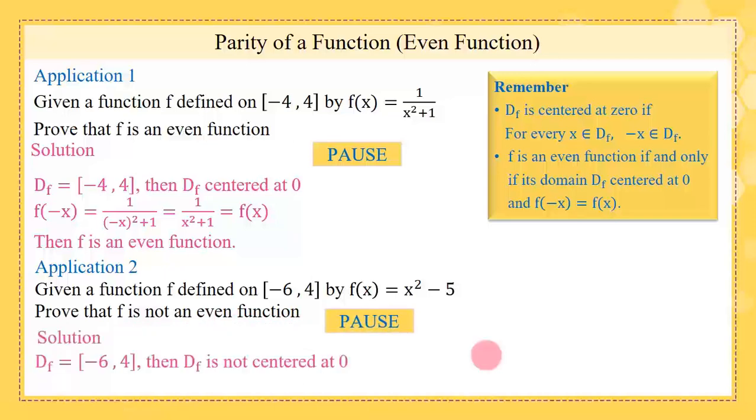Solution. The domain of f is not a centered interval at 0, so the function is not an even function. One of the conditions to be an even function is that the function must be defined on a centered interval. So we say that it is not an even function.